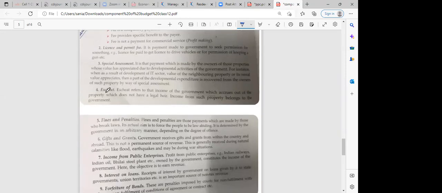Then escheat is basically where, legally, your property belongs to the government.